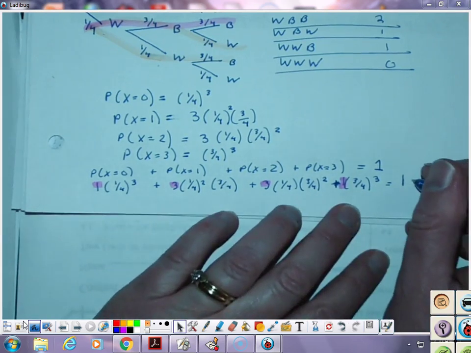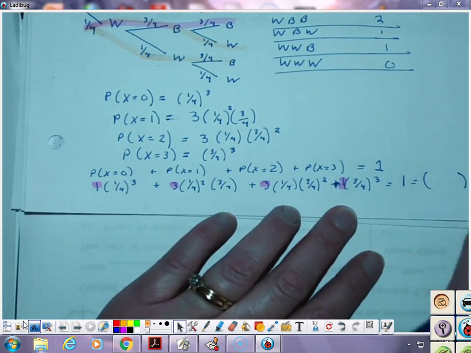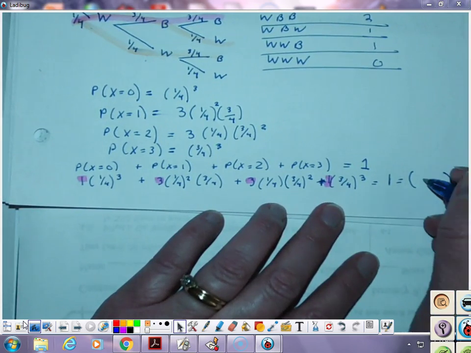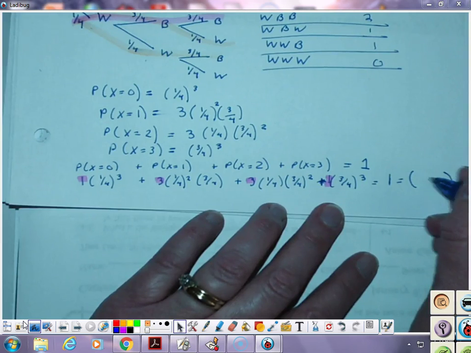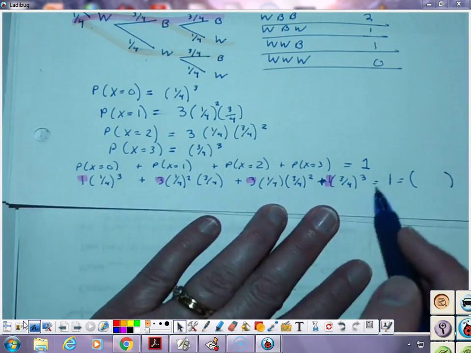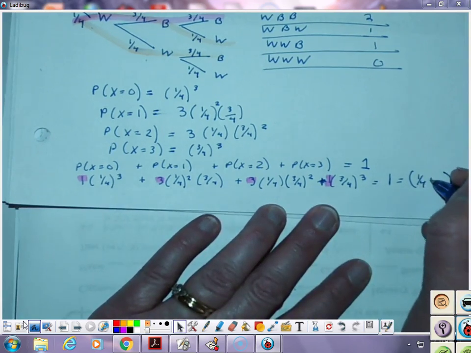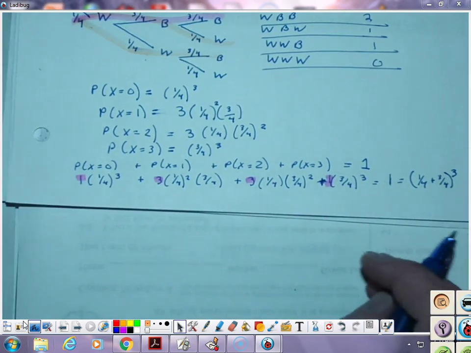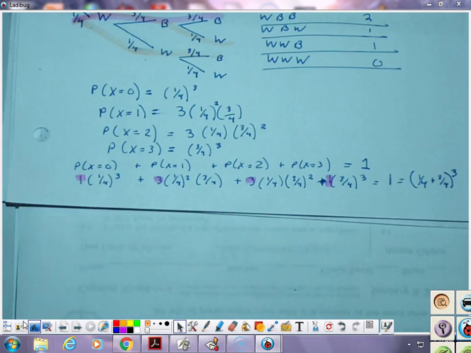So if I was doing this as a binomial expansion, what would it be the binomial expansion of? 1/4 plus 3/4, cubed. There you go. I'm so bad at binomials for some reason. Oh, you're not too bad. That's because the other classes were doing binomial theorem. That's why it's on the board.